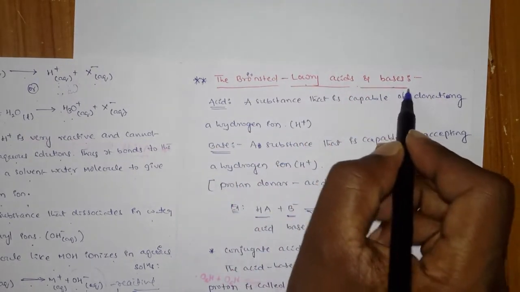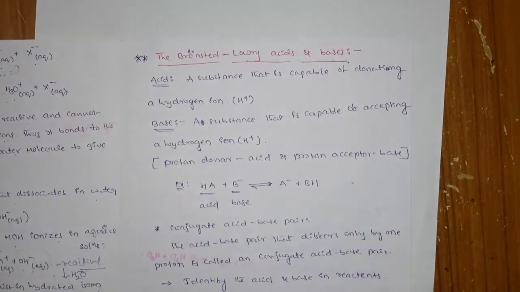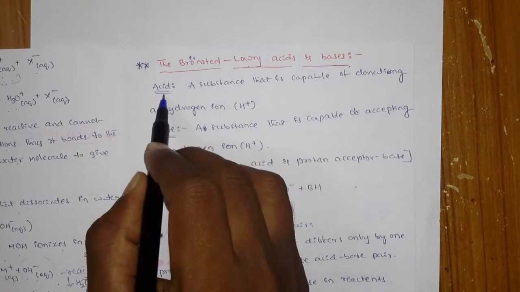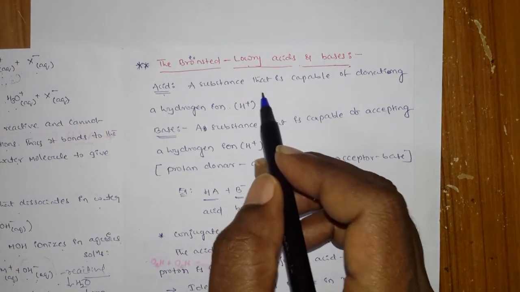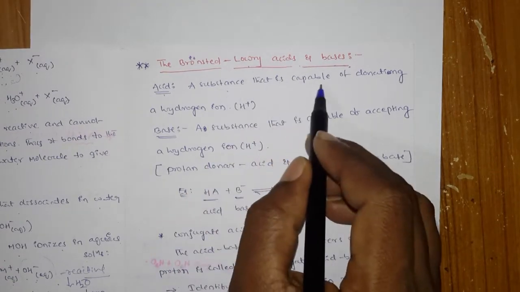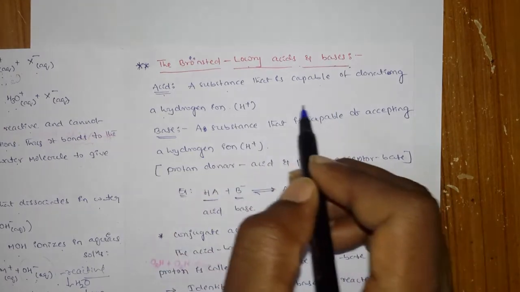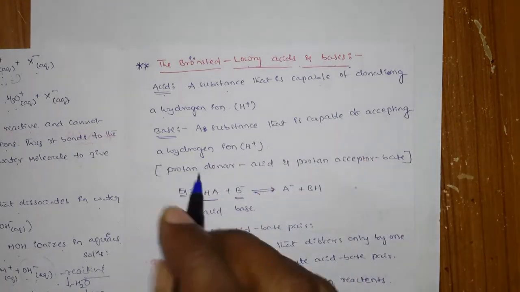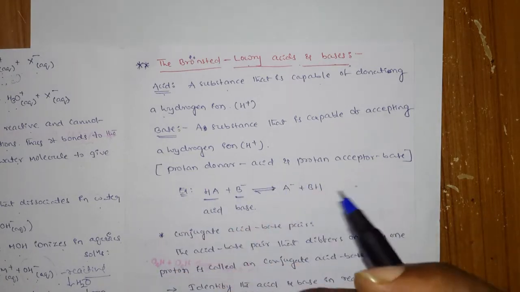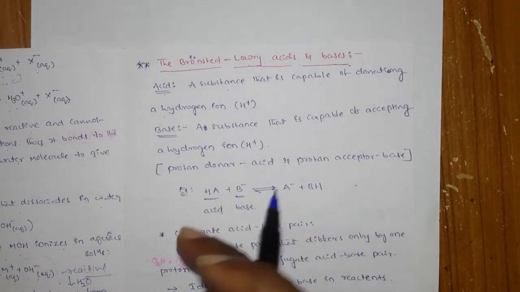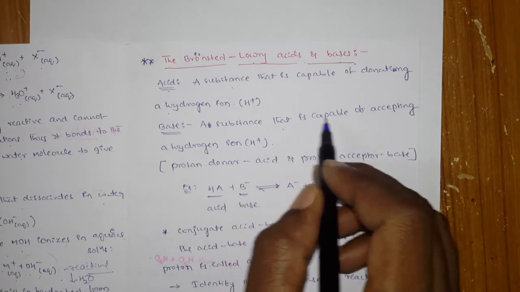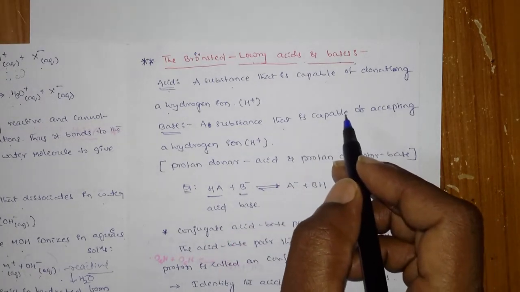Bronsted-Lowry acids and bases concept. How they explained it is very simple again. According to them, an acid is very simple: forget about aqueous solutions, whether it dissolves in water or not. An acid is a substance that is capable of donating a hydrogen ion. That's it. So any compound that has the capacity to donate H+ ions is nothing but an acid. Then what about the base? Very simple. A base is a substance that is capable of accepting a hydrogen ion.